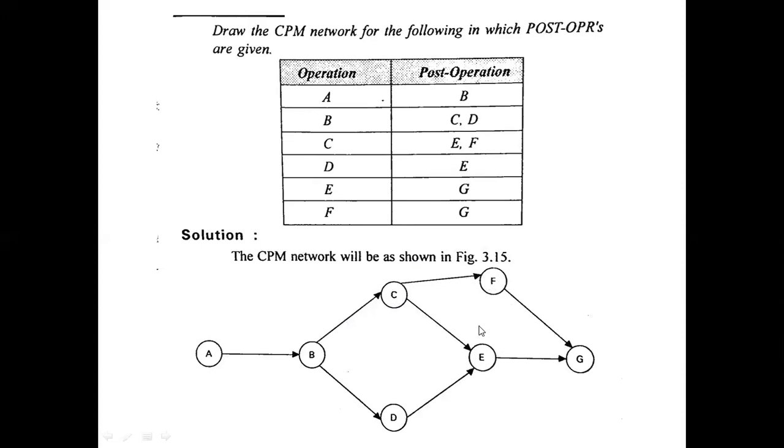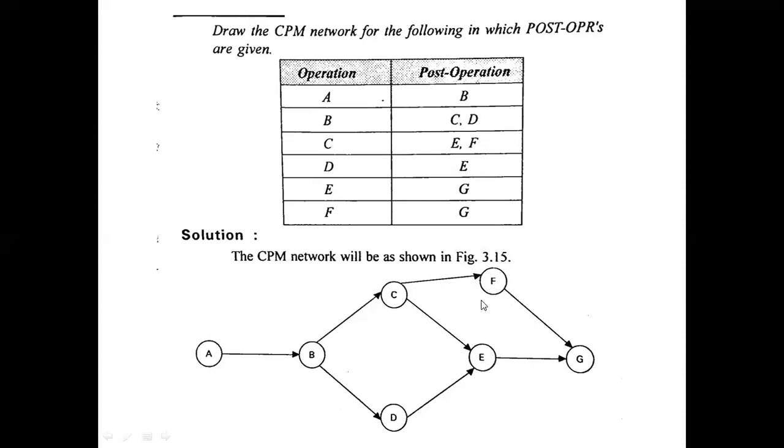That means E and F. For E and F, the pre-operation should be C. Since E and F are post operations, C can be treated as their pre-operation. And next after D, again it should be E. So for E operation, see here, this is common: C and D can be treated as pre-operations. That's why this is one direction and this is one direction.